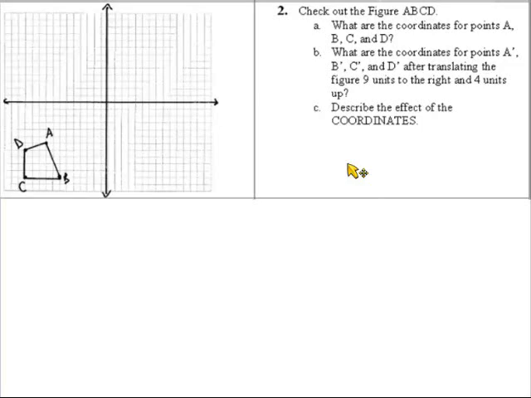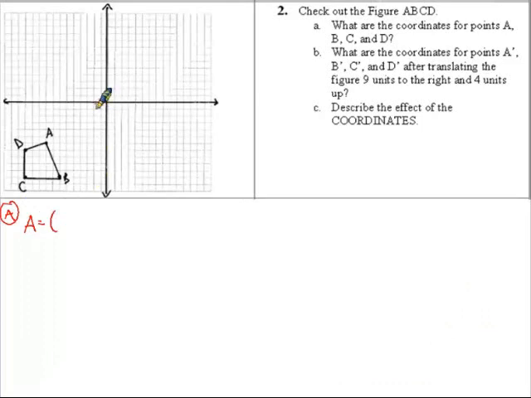Alright, so check out figure ABCD. What are the coordinates for points A, B, C, and D? So I'm going to answer A question, which is asking for the coordinates.